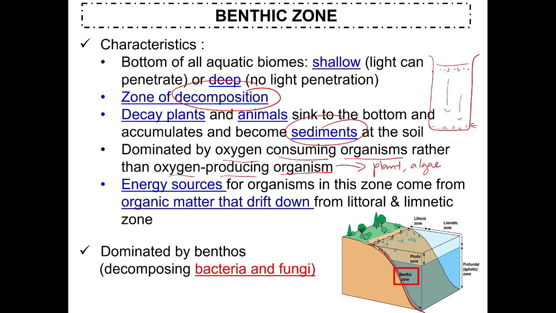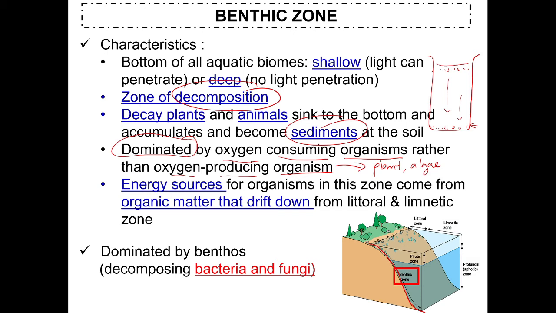Sebab apa? Ni adalah kawasan sama ada walaupun matahari sampai, it doesn't mean that decomposer tak boleh duduk kat situ. Dia akan duduk sebab dia ada makanan yang sesuai untuk dia. Dan maksud dominated ni bukan bermakna tidak ada tumbuhan langsung. Jadi lebih banyak oxygen consuming organisms rather than oxygen producing organisms.